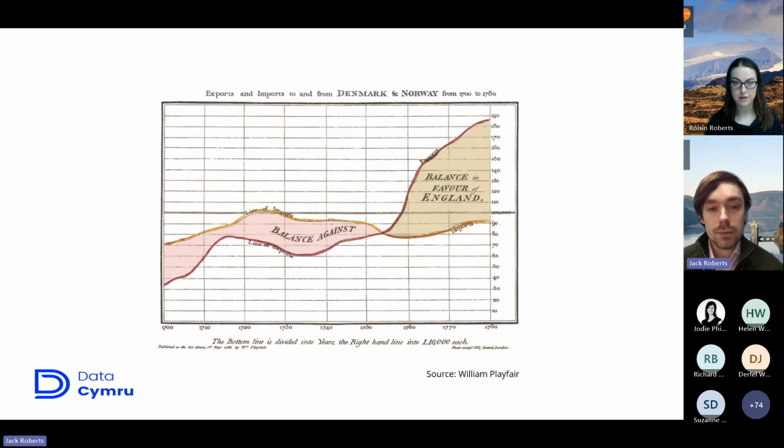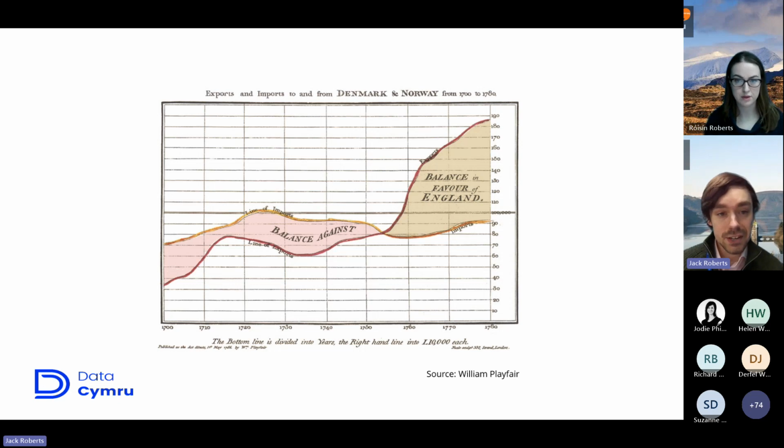So here's an example with talking about our purpose here. This is a hand-drawn chart by William Playfair from the 1700s, and this is talking about the imports and exports from England to Denmark and Norway between 1700 and 1780. And this is a basic line chart showing the imports on one line and the exports on another. But what Playfair did was he highlighted on the chart where the balance was against England and where the balance was in favour of England with labelling and colours. And this is a really effective way to get across immediately to the audience what you're trying to tell them.